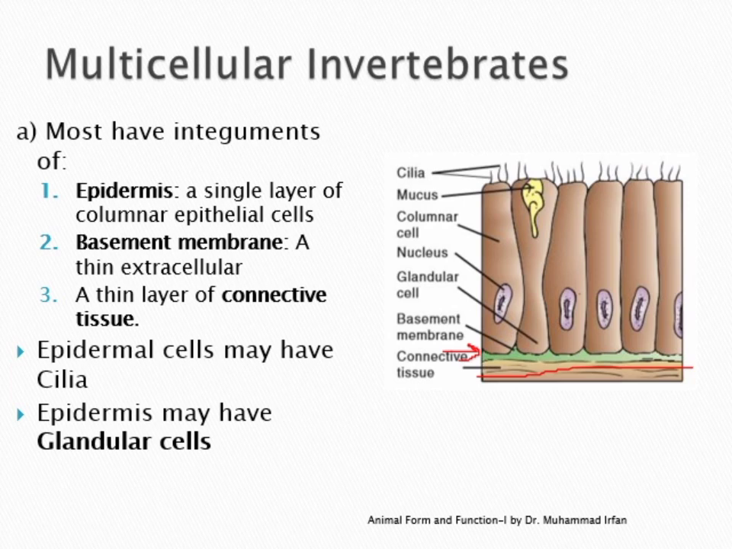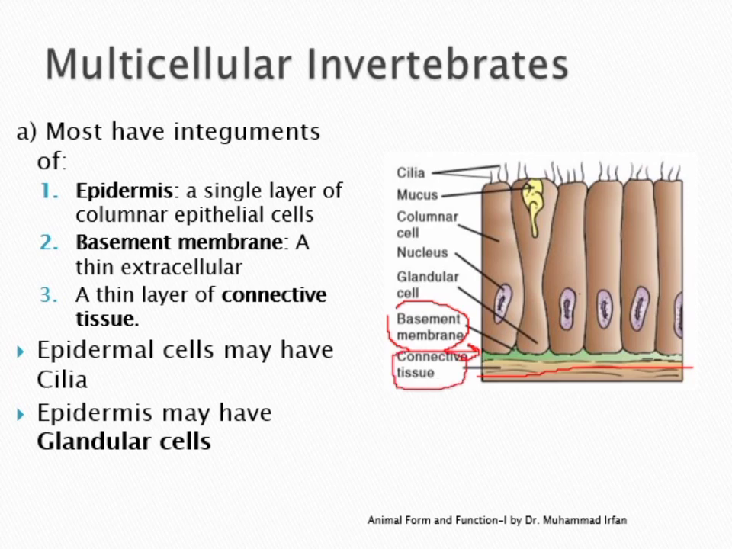So in the case of integument in a multicellular organism, the epidermis is made up of a single layer of columnar epithelial cells, and then there is a thin layer of extracellular material secreted by the same cells, acting as a scotch tape-like structure attaching the cells at the base to the connective tissue. Then there is a thin layer of connective tissue. This connective tissue is nourishing the epithelium and attaching it to the muscle layer below.